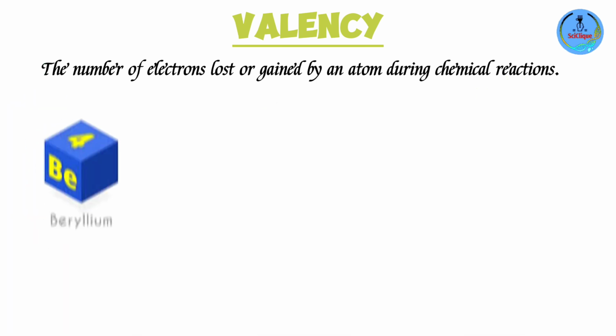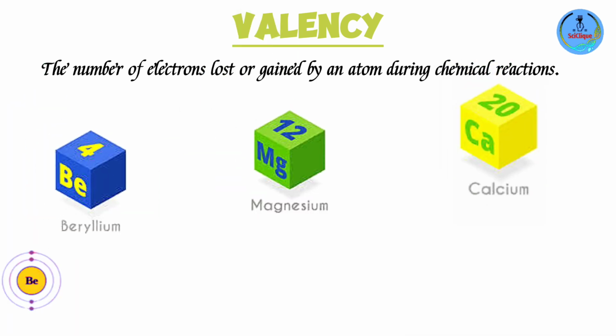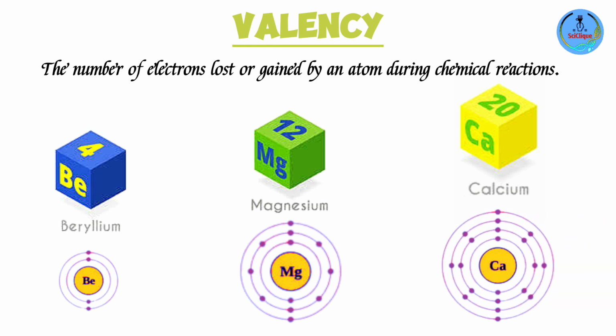What about the group 2 metals? This is beryllium, magnesium, and calcium. These have 2 valence electrons. Therefore, during chemical reactions, they lose both and thus have a valency of 2.